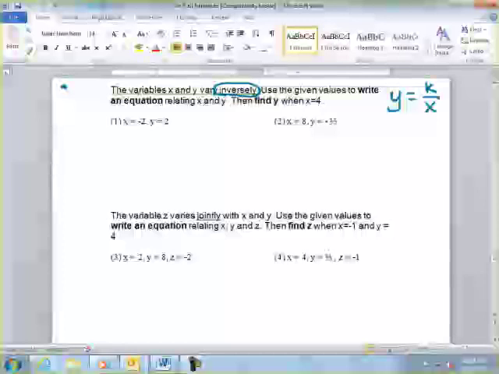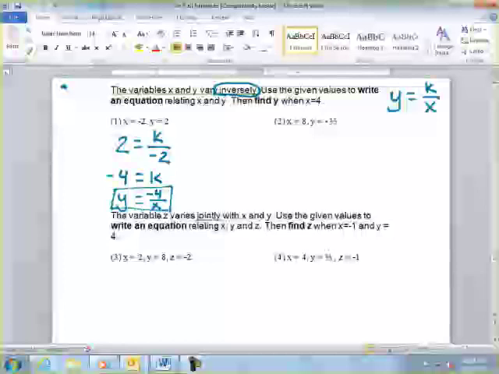The directions tell us to use the given values to write an equation that relates x and y. So in the first question, we'll plug those numbers in for x and y and find out what k is. Multiplying both sides by -2 gives us a k value of 4. But that's not what the question said. It didn't say find k. It said write an equation that relates x and y. So an equation that relates x and y should have x and y in it. That equation would be y is equal to -4 over x.